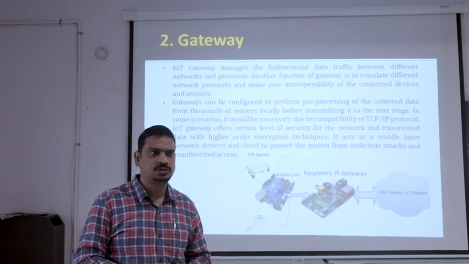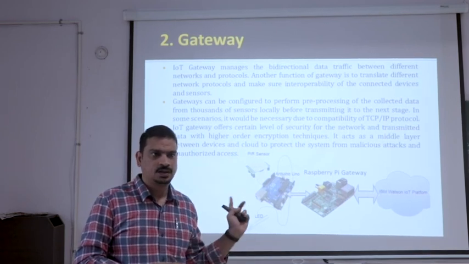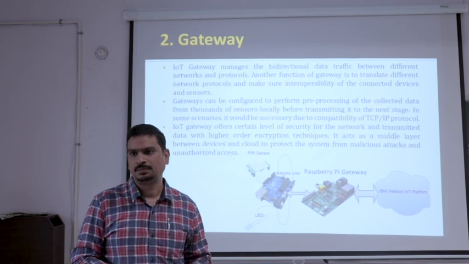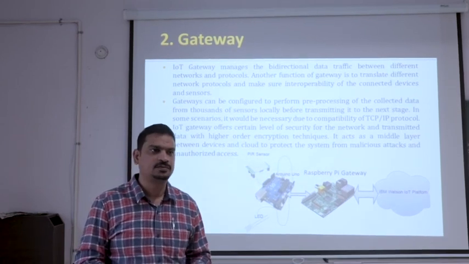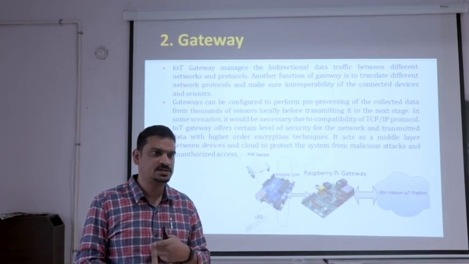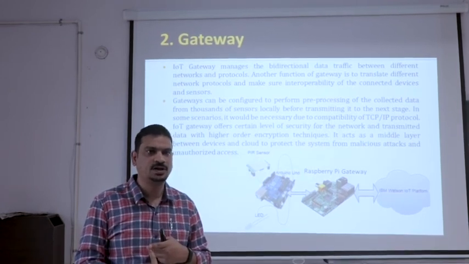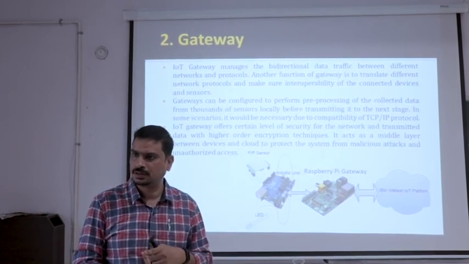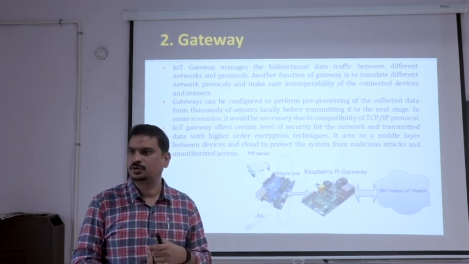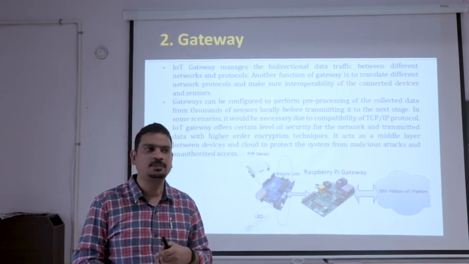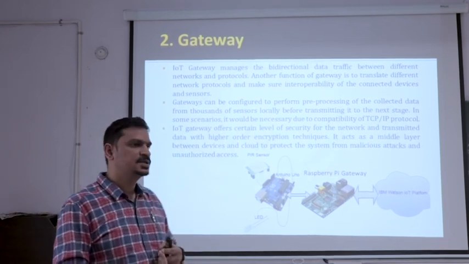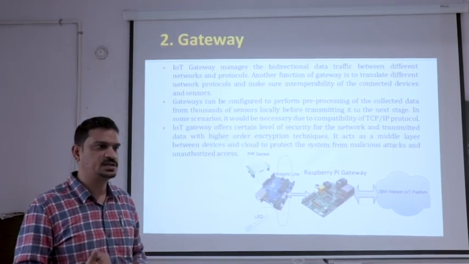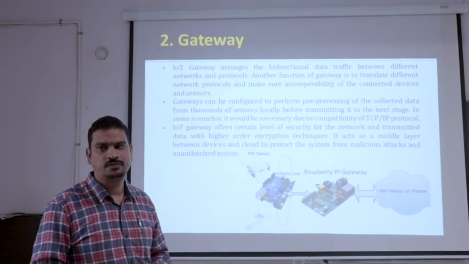So the gateway will do it on their behalf. Getting it? That is the work of the gateway. What is this? Interface. It will become an interface between two different networks. Second, it will do pre-processing. Third, it will provide security. So these are the three major works of a gateway.